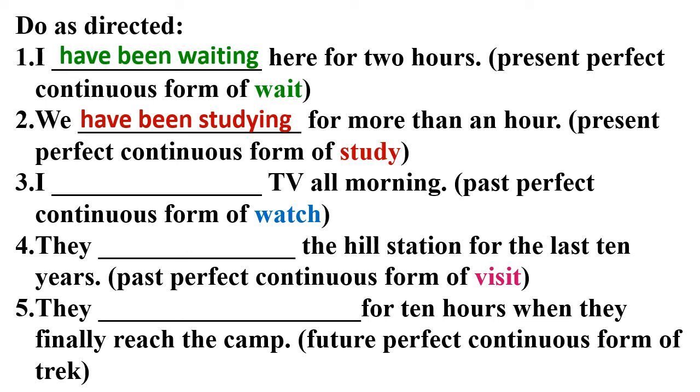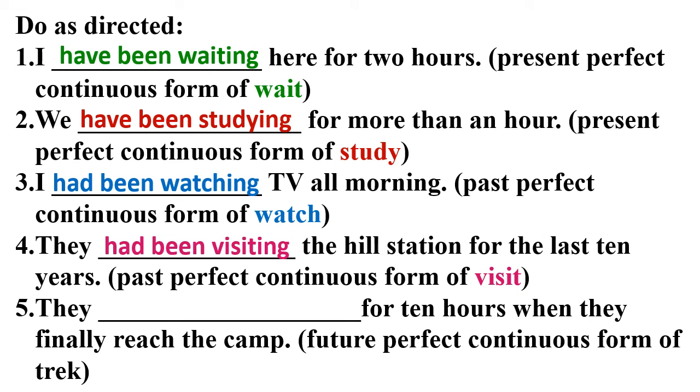Number 3. I dash TV all morning. The instruction given in the bracket is that we have to fill in this blank using the past perfect continuous form of watch. To frame a sentence in the past perfect continuous form, immediately after the subject, we have to write the helping verb had been. And then with the verb watch given in the bracket, add ing. So the answer is, I had been watching TV all morning.